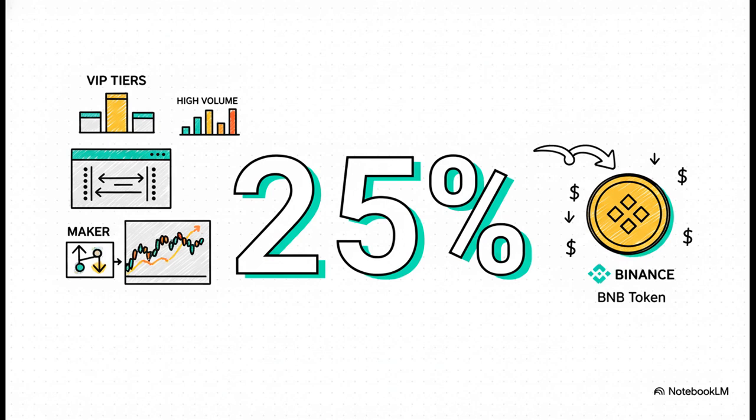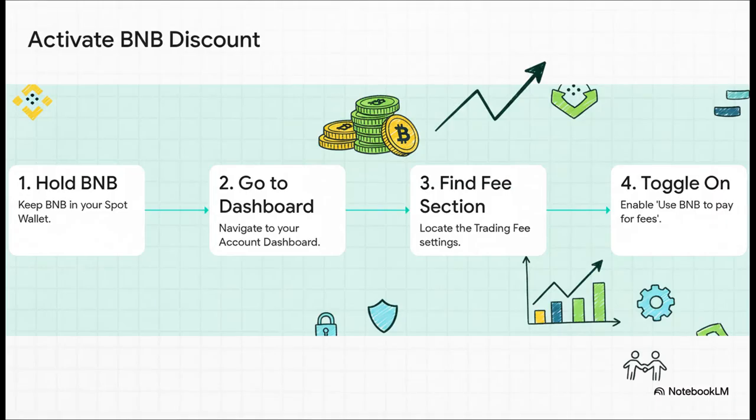And this isn't some short-term promotion. This is a permanent feature of the platform. And the best part? Turning it on is ridiculously easy. It's literally just a couple of clicks. You just need to have a little BNB in your wallet. You pop over to your account dashboard, find the trading fee section, and just flick the switch on. That's it. I'm not kidding. It's probably the most profitable click you will ever make on Binance.